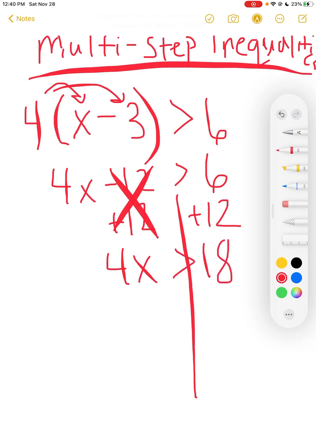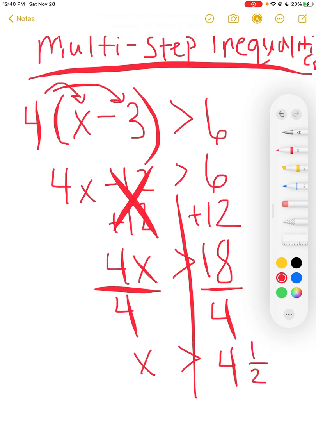Now to get x by itself, we're going to divide both sides by 4, because 4 times x, the opposite of timesing would be dividing. We get x is greater than 4.5. You can either write that as a fraction or a decimal, because 4 goes into 18 4 times, and we'd have 2 left over, which is 2 out of 4, or a half.